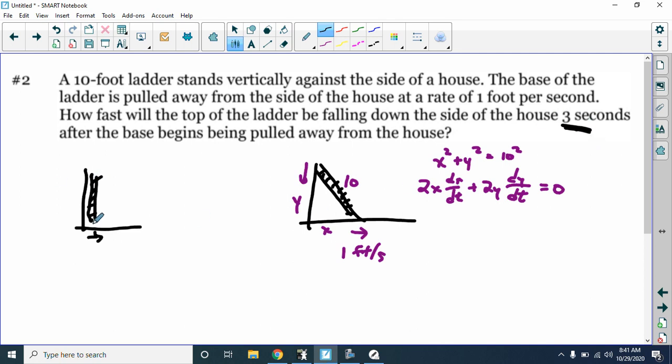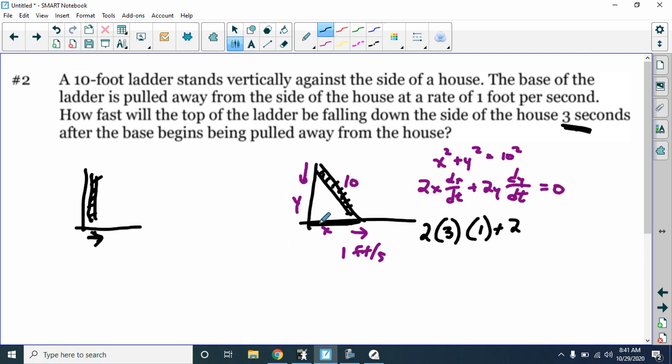So it started like this. And then the base moves this way at 1 foot per second for 3 seconds, which means X is going to be 3. dx/dt, this side is getting bigger by 1 foot per second.